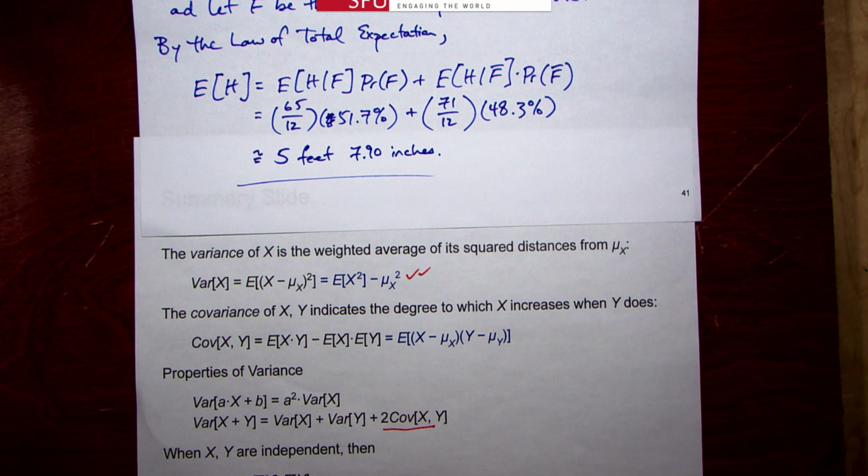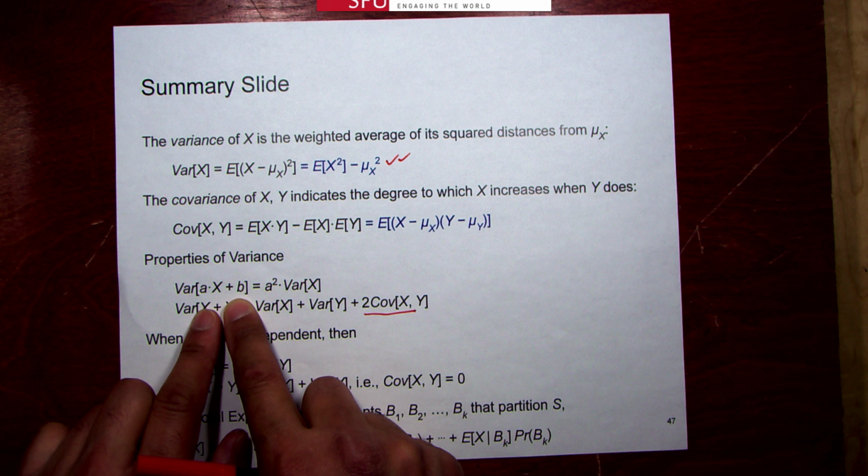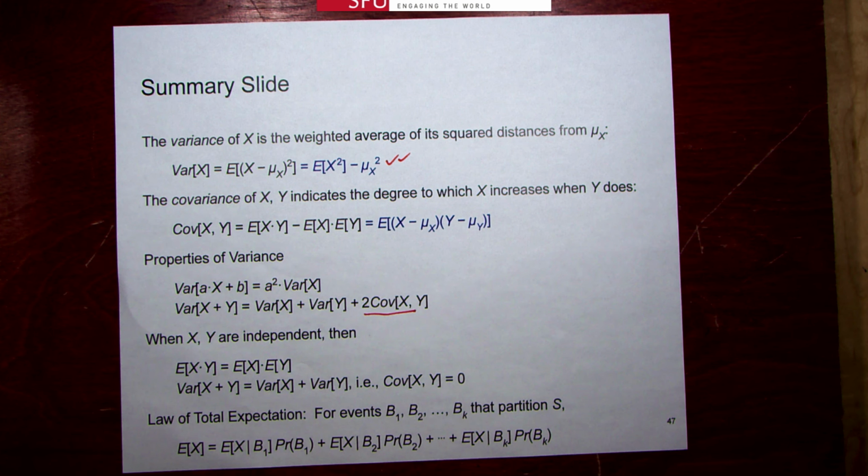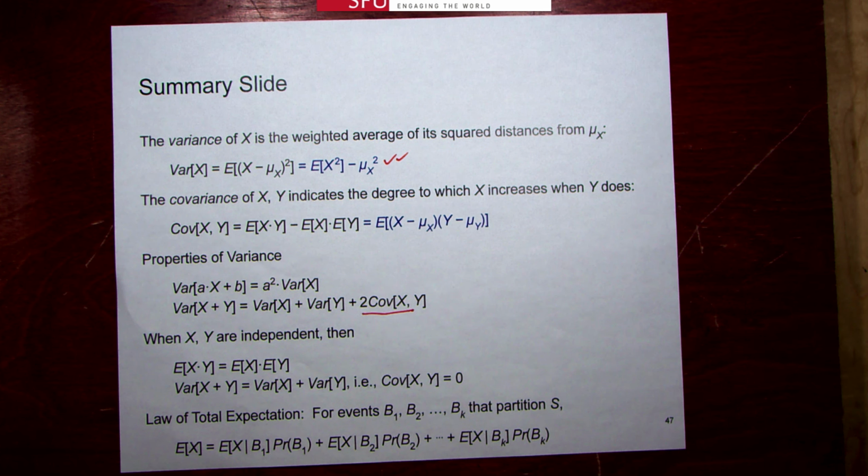Anyway, properties of variance. If you do aX plus b, something linear, the b goes away, and you get a squared. If you add two distributions together, you get this variance plus 2 times the covariance. But these things go away if they're independent. And we have our law of total expectation, where you take a whole bunch of cases, a weighted average of weighted averages.